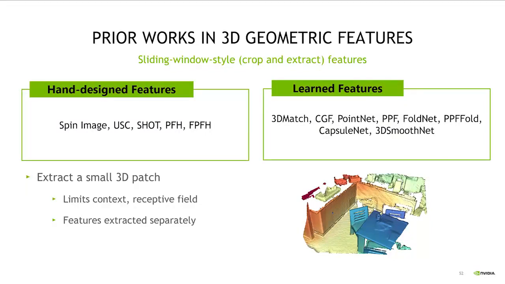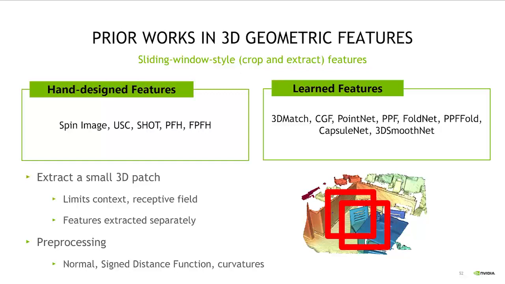However, all these features extract small 3D patches around interest points to map the local geometry within the patch to a vector representation. This limits the context a network can see, since the largest context is limited by the crop size. In addition, as the features are extracted from patches independently, all computations must start from scratch even when there's an overlap between patches, like the red boxes in the figure. Finally, many of these learned features require some low-level geometry as an input, which is sometimes expensive to compute.